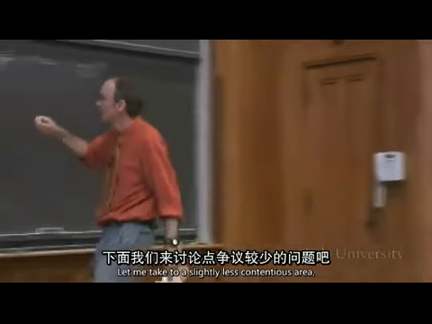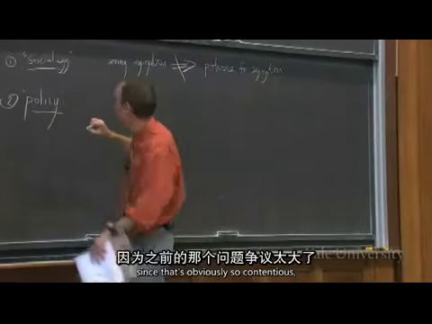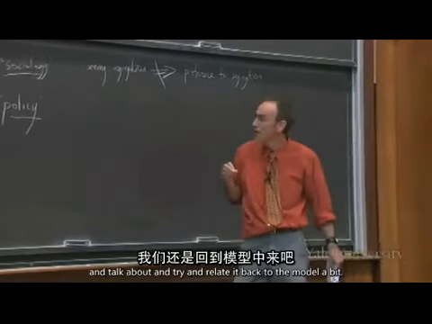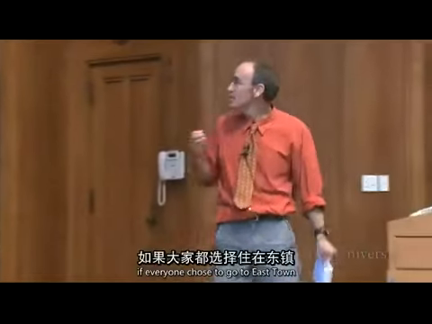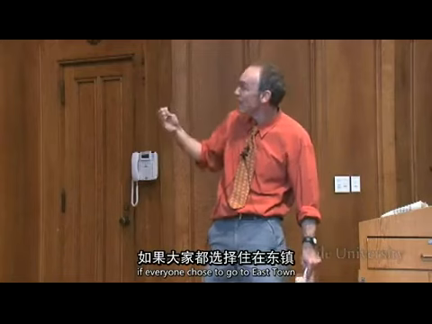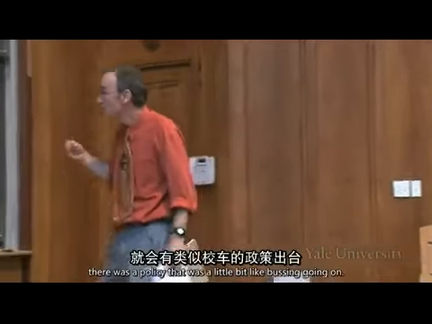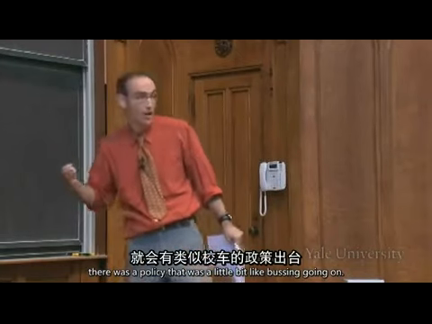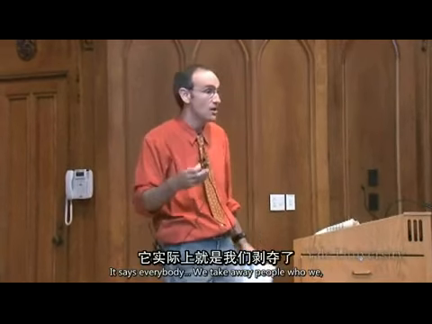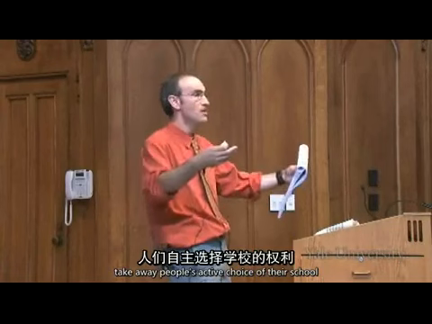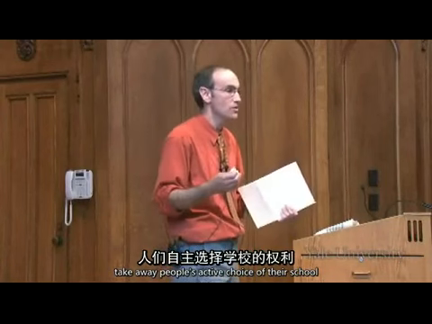Let me take it to a slightly less contentious area, since that's obviously so contentious, and try to relate it back to the model a bit. In the model, what we saw was, if everyone chose to go to East Town, or if everyone chose to go to West Town, there was a policy a little bit like busing going on. If everyone chose to go to East Town, what we ended up with was randomized placement across the towns. Is that right? That's a little bit like the busing policy. We take away people's active choice of their school, and in its place we just randomize everybody.